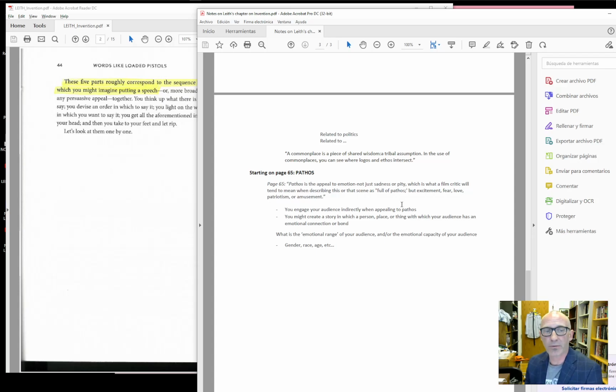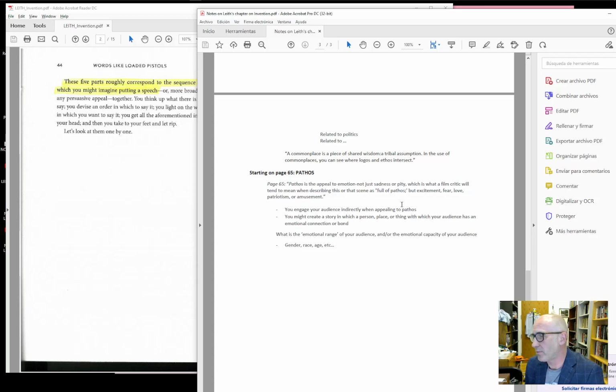So on page 65, Leith writes, pathos is the appeal to emotion, and not just sadness or pity, which is what a film critic will tend to mean when describing this or that scene as full of pathos, but excitement and fear and love and patriotism, amusement. Yes, that's true. So pathos is fascinating, and frankly, I think it is probably the most powerful way in which people are swayed, are moved rhetorically these days, if not beyond just the modern age in the U.S., or the postmodern age. To me, it's the most powerful mode of appeal of the three, outside of professionalized contexts like academia.